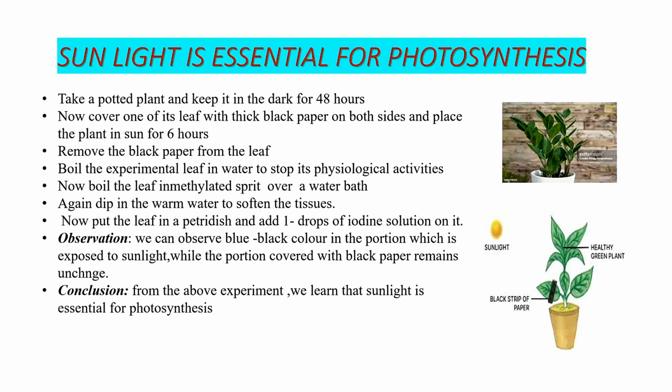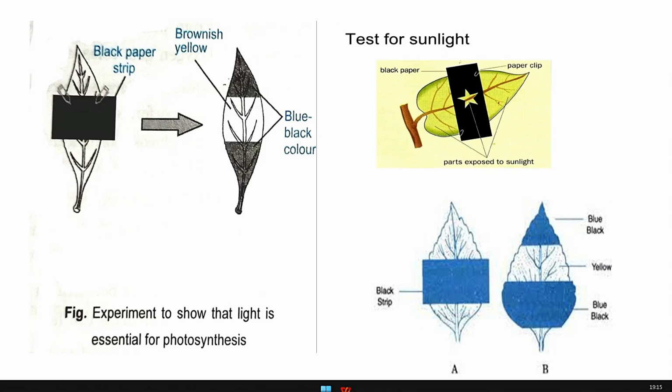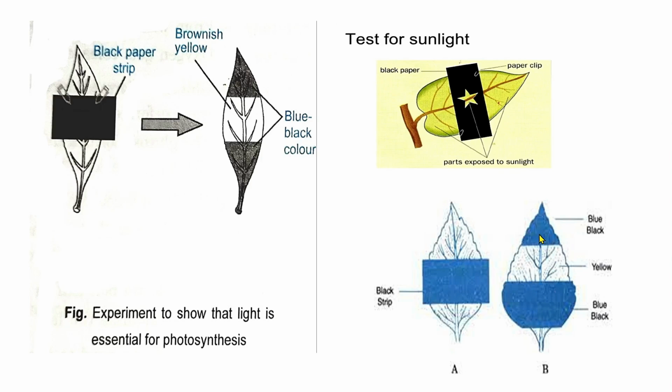After inserting the black paper with the help of the clips, only then should the setup be kept in the sunlight. After 6 hours, we need to pluck the leaf and do the starch test. When we did the starch test, we observe that the part where the black paper was clipped has become colorless, and the remaining part, which was exposed to the sun, has turned blue black. It shows that sunlight is very, very essential for photosynthesis.